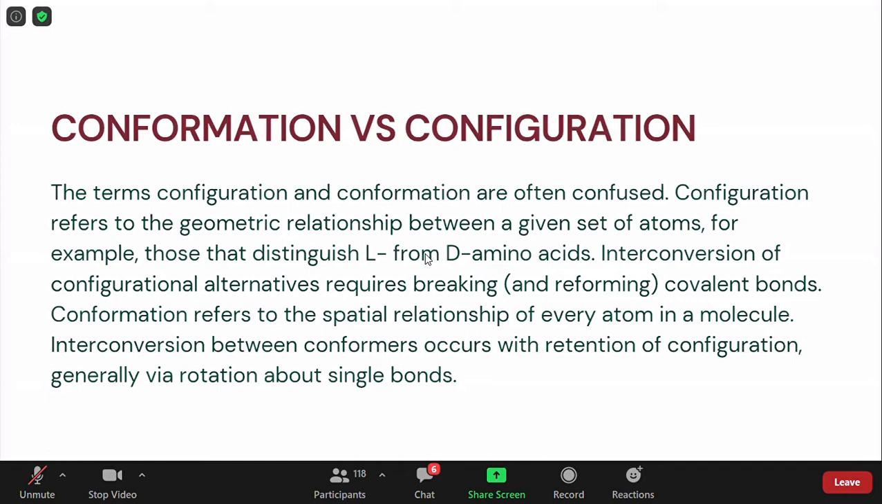Interconversion of the configuration, of configurational alternatives, requires breaking and reforming of covalent bonds. Conformation refers to the spatial relationship, the way they are put in space, of every atom in a molecule. Interconversion between conformers occurs with retention of configuration, generally via rotation about single bonds. So these two are not the same. Conformation is spatial, no? Where they are placed in space. Okay.